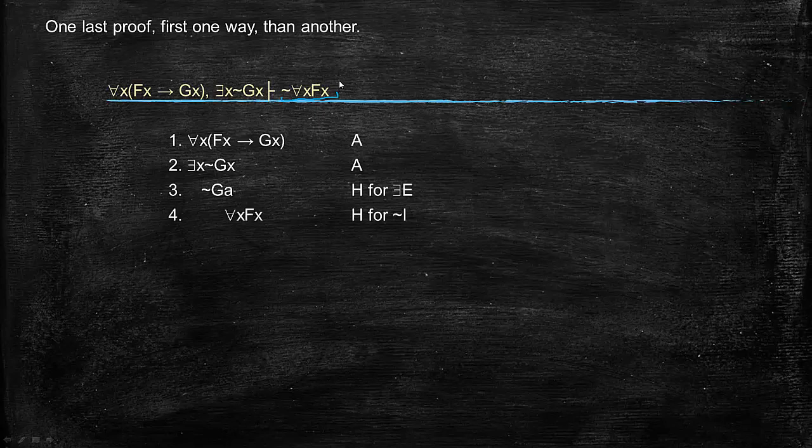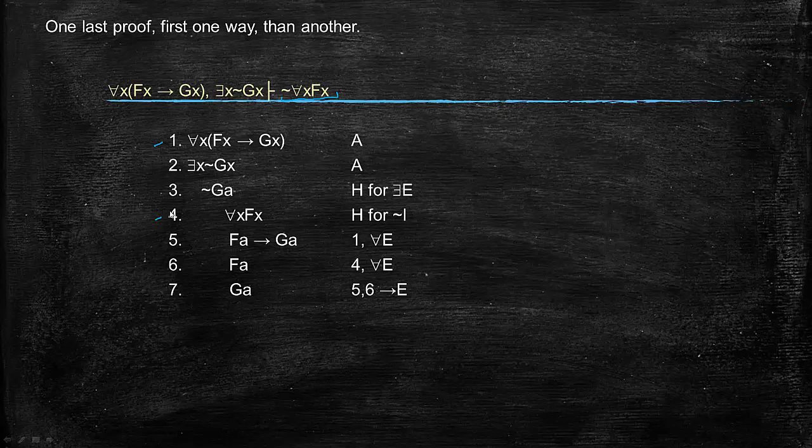And then we do a hypothesis for negation introduction. So we hypothesize for all x, f x. And then we can actually start to make some hay, right? Because we have for all x, f x then g x, and for all x, f x. Those are both unrestricted moves, so we might as well go to a. So f a then g a by 1 in universal elimination, and f of a by 4 in universal elimination gives us g a, which gives us our contradiction, right? Lines 3 and 7 give us a contradiction.